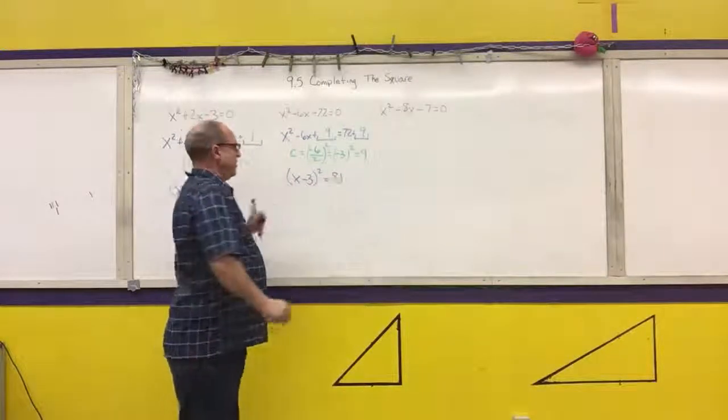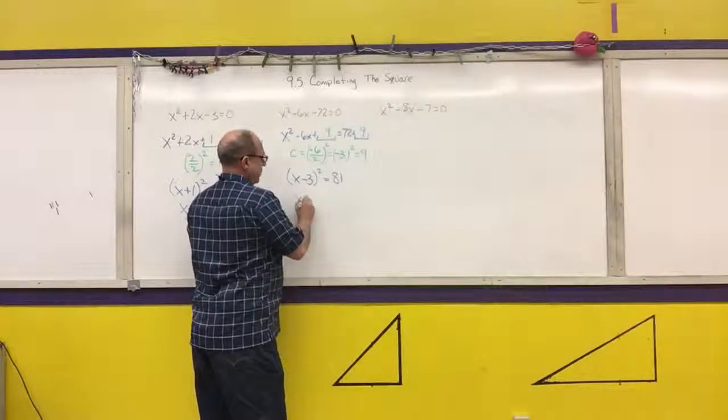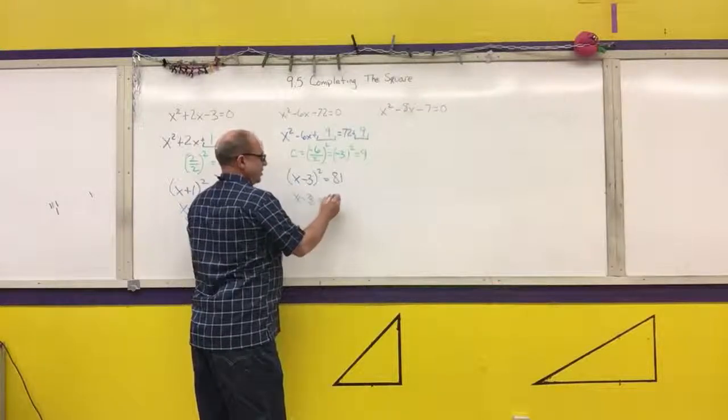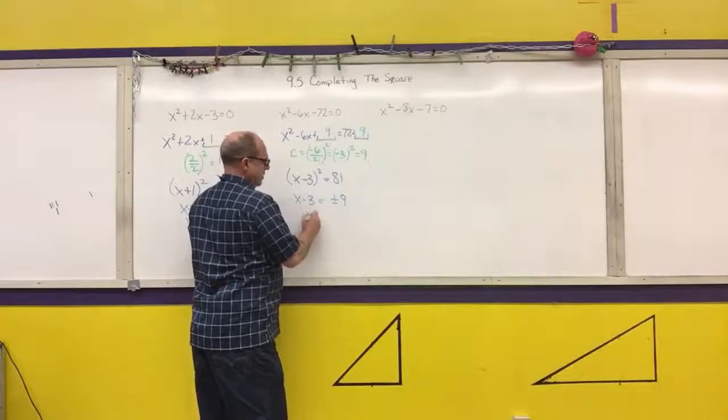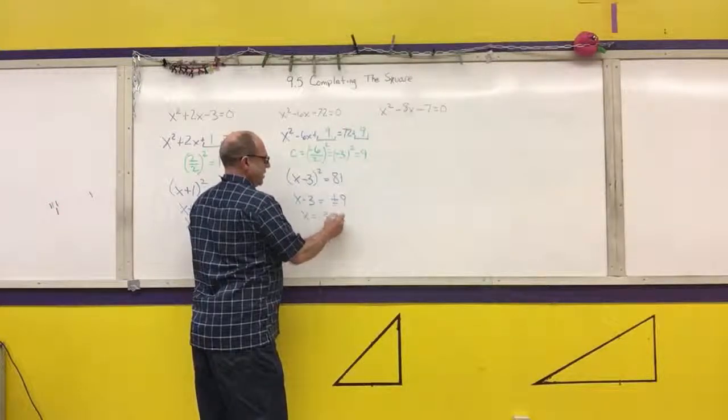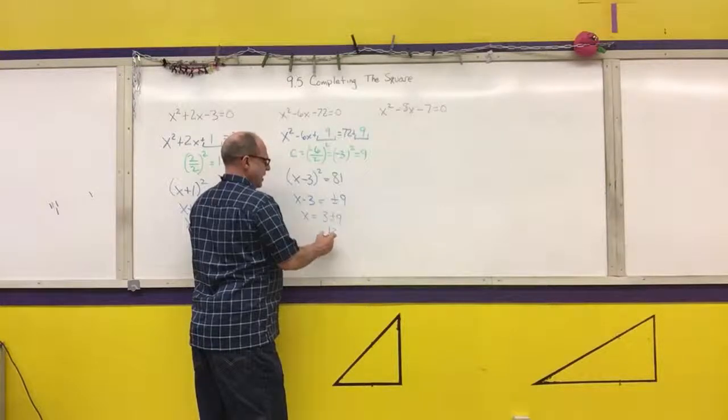Take the square roots of both sides. That would be plus or minus 9. Add 3 to both sides. X equals 3 plus or minus 9. 3 plus 9 is 12. 3 minus 9 is negative 6.